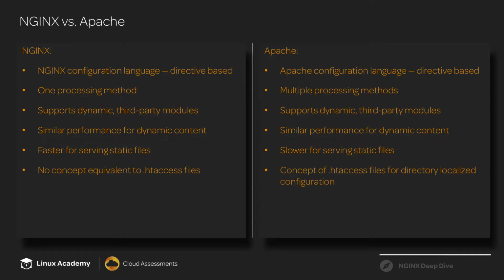One thing to consider is that NGINX has no concept of an htaccess file if you're familiar with Apache. If you're not familiar with Apache, an htaccess file is a file that you can use to specify configuration based on a subdirectory rather than having global configuration for how things can be accessed. And when you look at this list, you can see that overall they're about the same. They can do a lot of the same things. And it's really in the details and the underpinnings that you're going to find the differences.